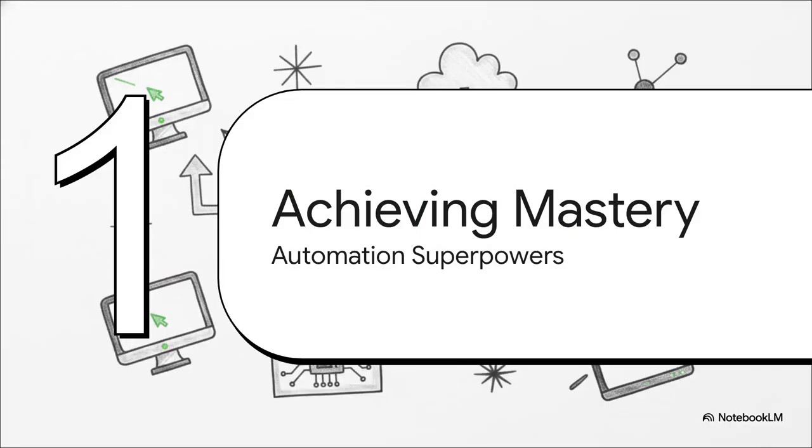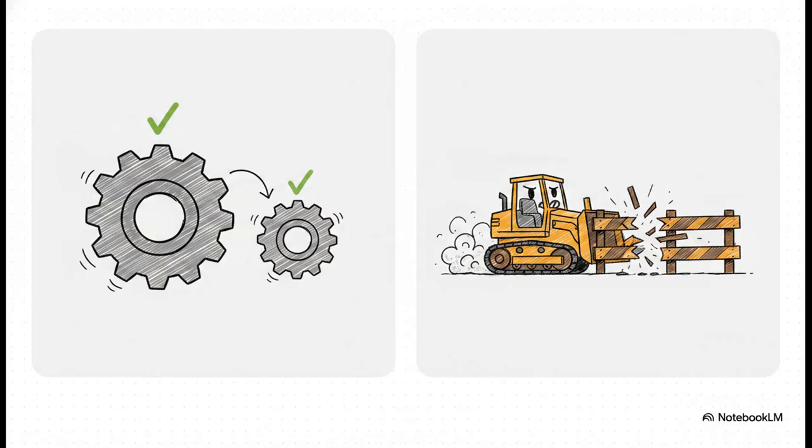Let's step back from the edge of destruction for a minute. Section 5, Achieving Mastery, Automation Superpowers. A true power user doesn't just run one command at a time. They chain them together to multiply their effectiveness. And there are two distinct ways to do this. The double ampersand acts as a logical AND sequence. It means the second command in your chain will only run if the first one succeeds without any errors.